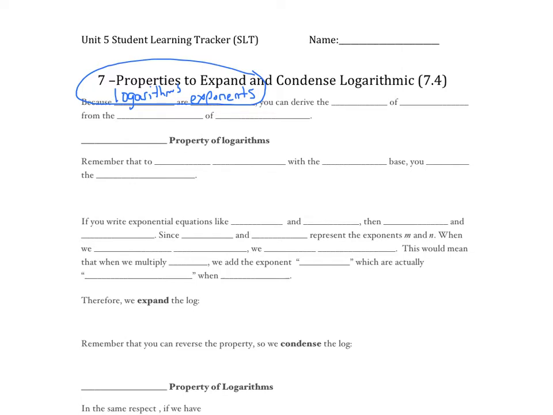So you can derive the properties of logarithms from the properties of exponents.